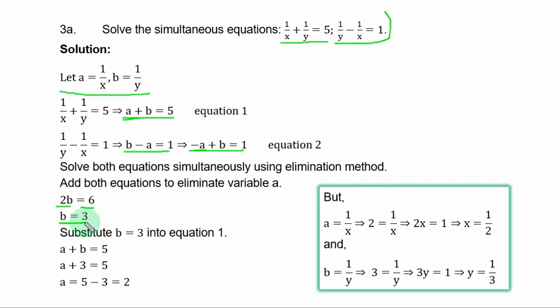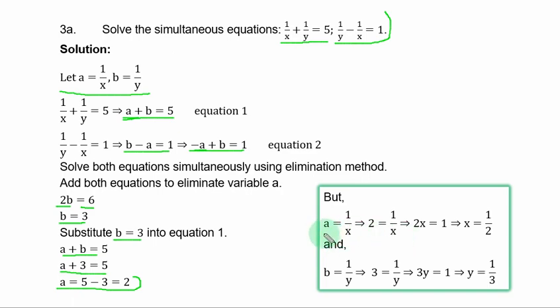Divide through by 2, b is equal to 3. To get a, you need to put b equal to 3 in equation 1. This is equation 1. Anywhere b is, you replace it by 3. If you collect like terms, a is equal to 5 minus 3, and that is 2. Remember, you are not asked to find a or b. You brought a and b to enable you get s.